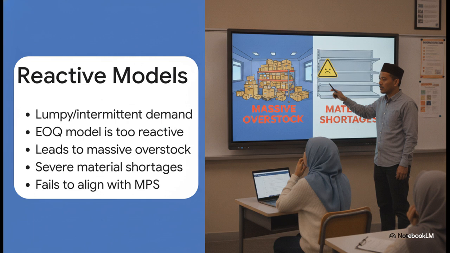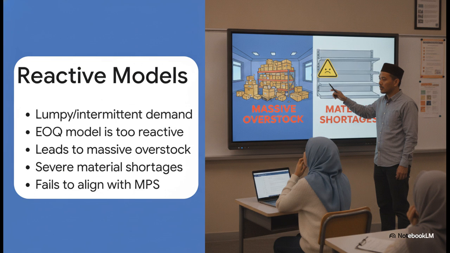Why? Because traditional models, like the economic order quantity or EOQ, are purely reactive. They're built for the smooth, continuous flow of independent demand. But dependent demand is lumpy. If you use a reactive model here, the system just freaks out. You end up triggering orders when you don't actually need them. Hello, massive overstock and huge holding costs.